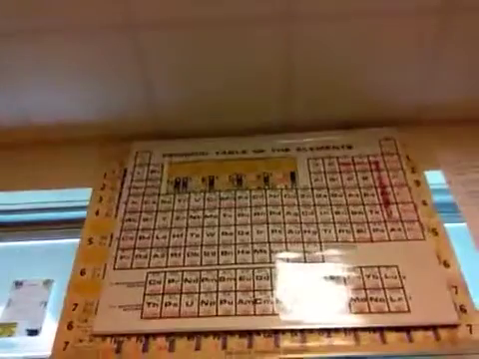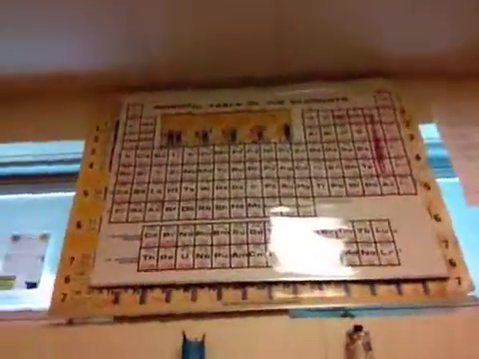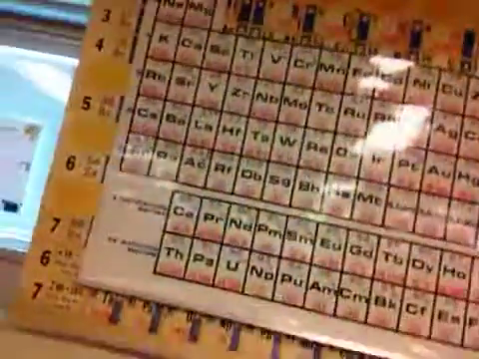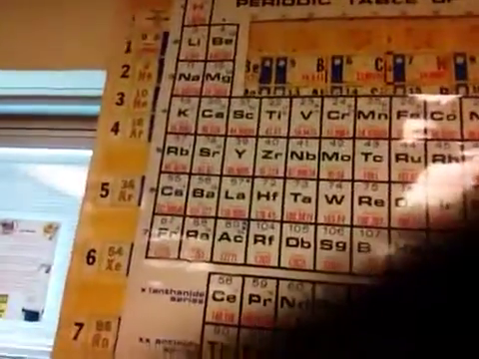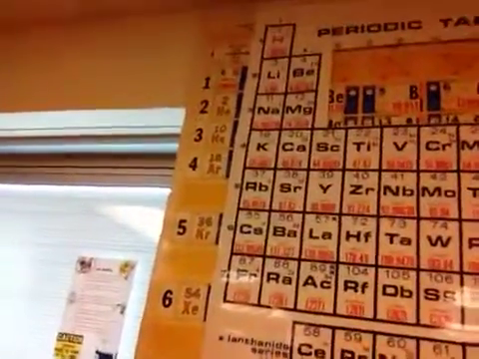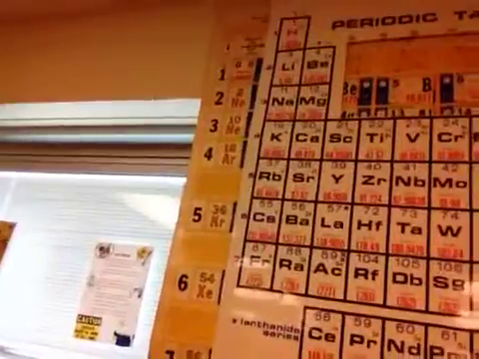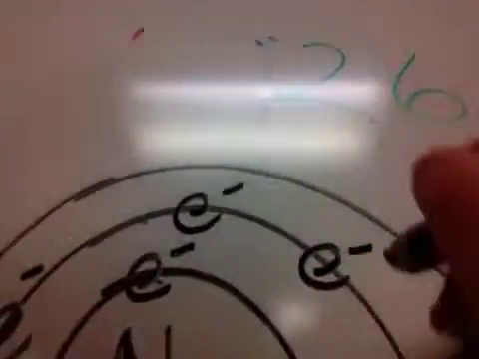Let's go back to the periodic table. Okay, sodium, third row, which means it's in the third energy level. Sorry, guys. Okay, sodium, third energy level. It's the very first element in that row. So, since it's the first element in that row, I'm just going to draw 1 electron.